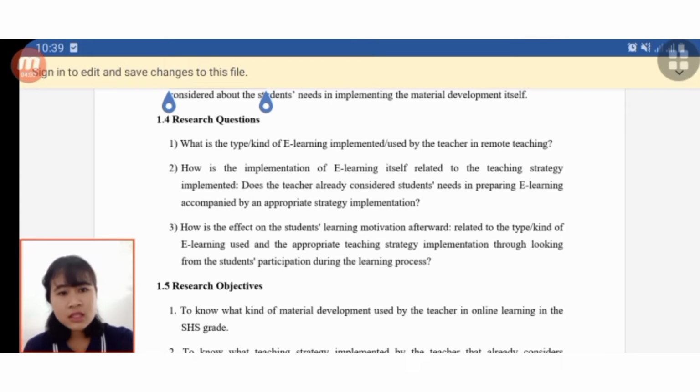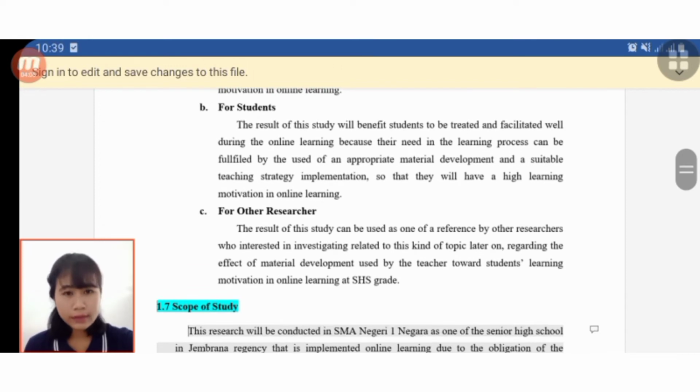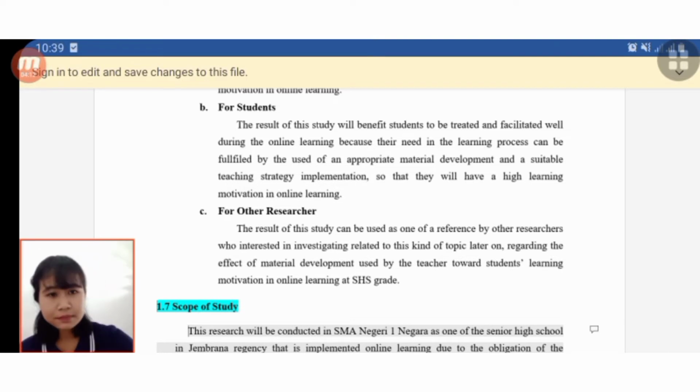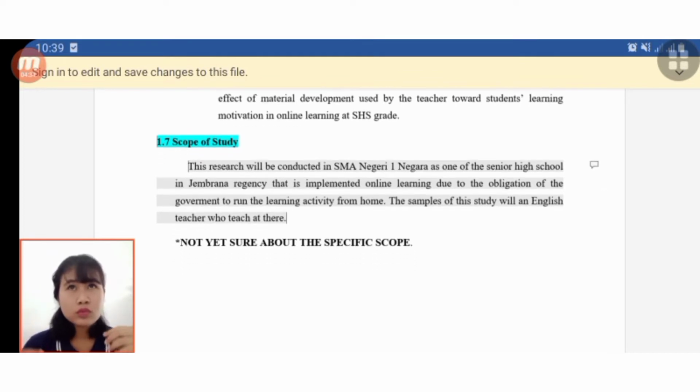For the research questions, research objectives, and research significance, I don't have any comment on it because I think it is already matched with your topic itself. From the scope of the study, you should complete the scope of study. This research will be conducted in SMA Negeri Satu Negara as one of the senior high schools in Jembrana Regency. If you are sure about conducting your research in this senior high school, then yeah, keep it up, you can do it.